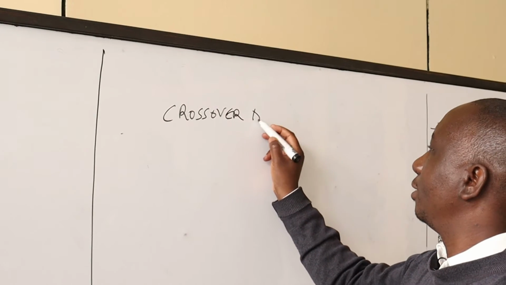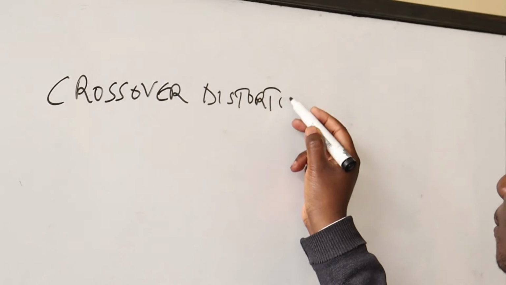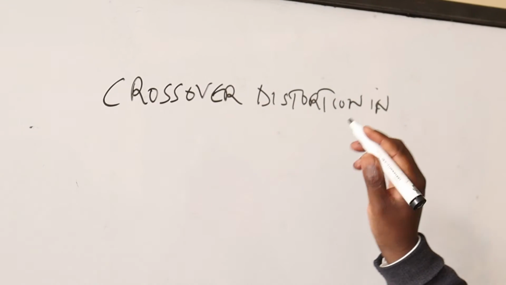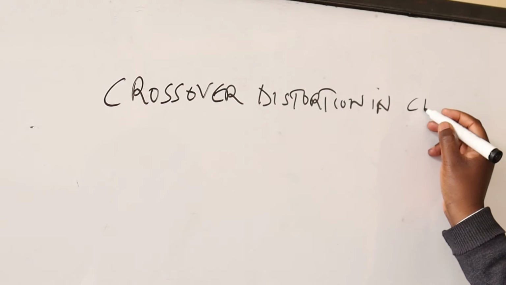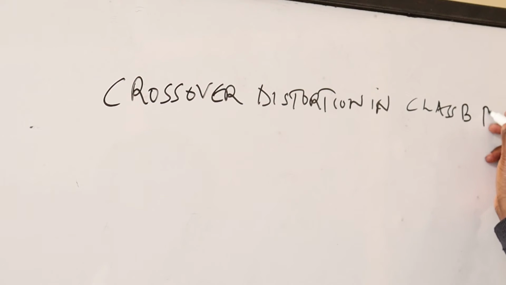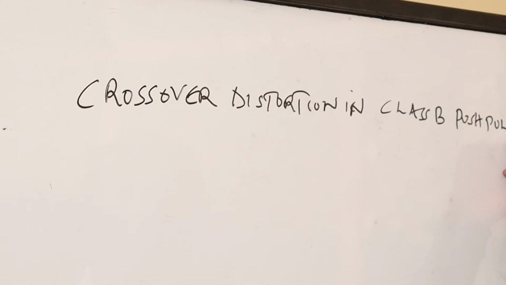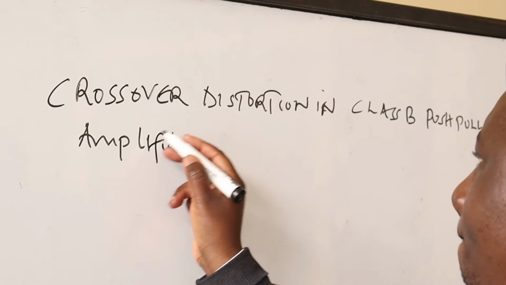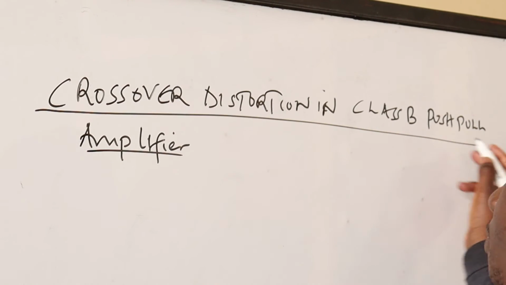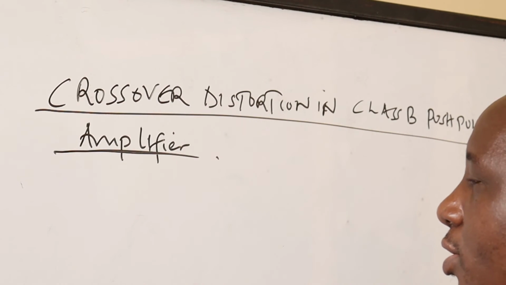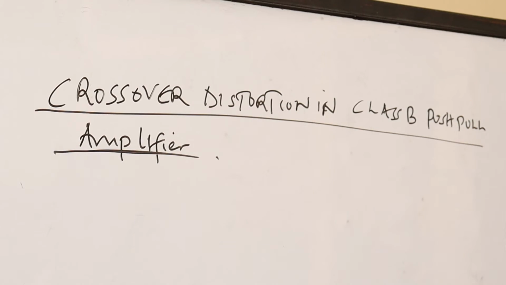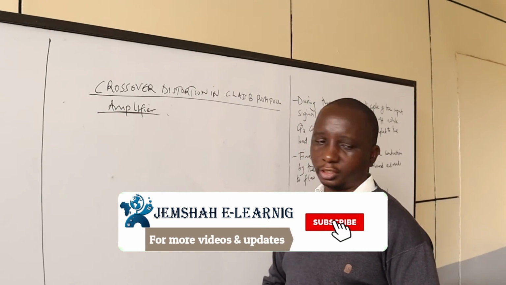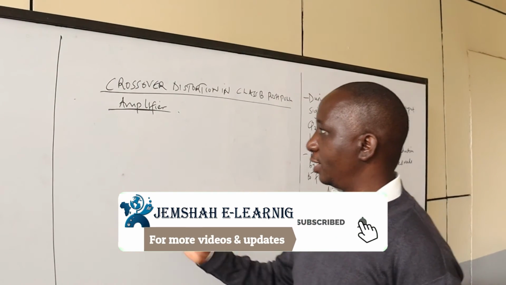Crossover distortion in class B push-pull amplifier. We're going to have the crossover distortion using a diagram, and because of the switching of the transistor, this is demonstrated using a diagram. So I'll draw the diagrams.